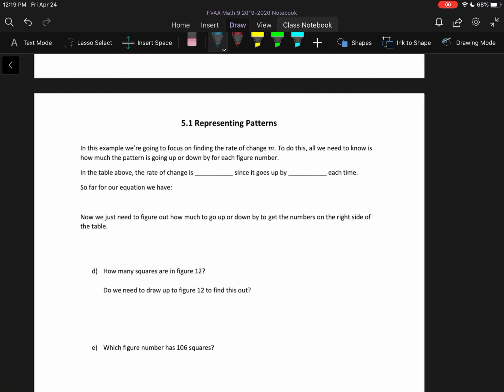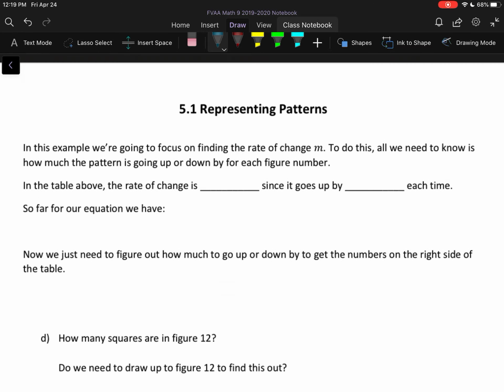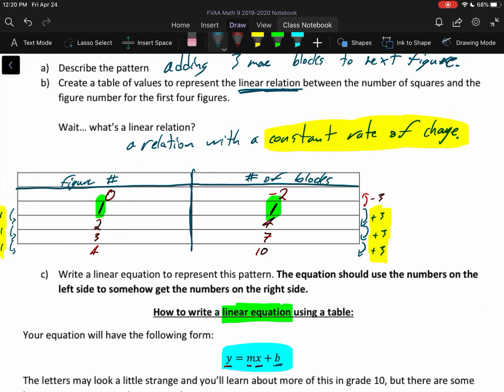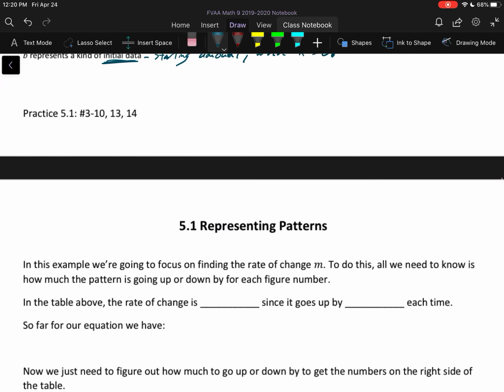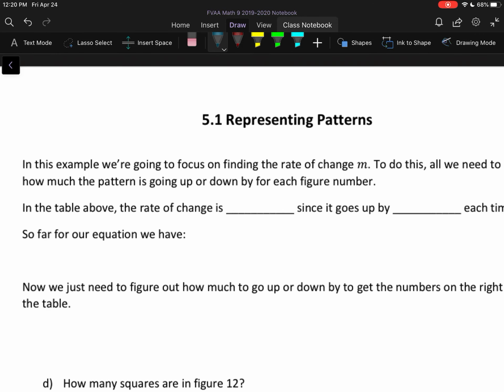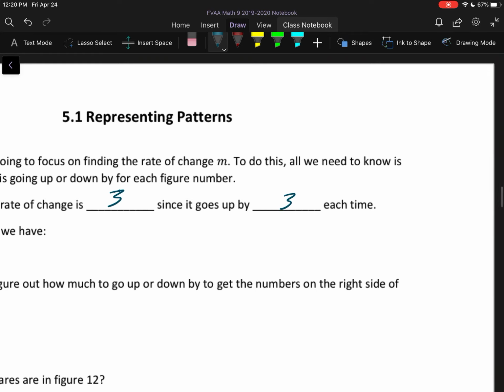In this example, we're going to focus on finding the rate of change m in this problem that we've been tackling. To do this, all we need to know is how much the pattern is going up or down for each figure number. So in the table above, the rate of change would be what? For each figure number, the number of blocks goes up by 3. And so our rate of change here would be equal to 3, +3 specifically, since it is going up by 3 each time.